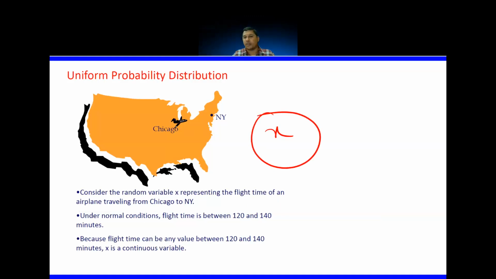It's a random one. Sometimes it goes in 2 hours, sometimes in 2 hours 10 minutes, sometimes in 1 hour 55 minutes. That's why we say it's a random variable. It represents the time taken by a flight to go from Chicago to New York. So under normal conditions, flight time is between 120 to 140 minutes.